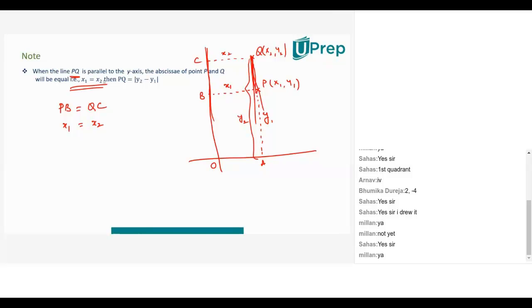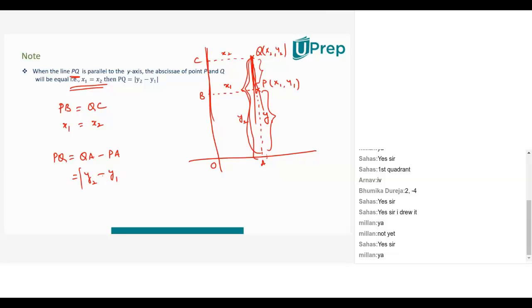Now observe the same diagram again. Length PQ. Can I rewrite this as QA minus PA? QA, this total length, minus PA. What am I left with? Am I not left with the length PQ? Right? Now what is QA length? That height is originally y2. What is PA height? That will be y1, P's height.